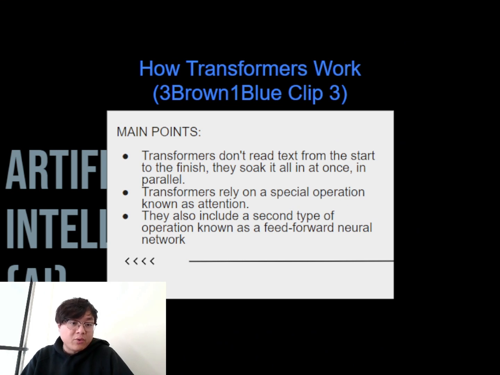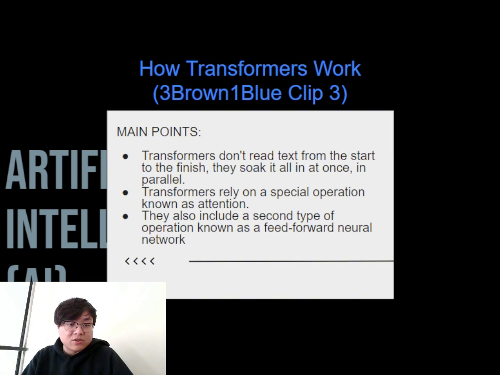Transformers mark a turning point in language model design by abandoning sequential processing. Instead of reading text from start to finish, these models absorb the entire input in parallel. This enables more efficient and contextual understanding. At the heart of transformers are two crucial operations.